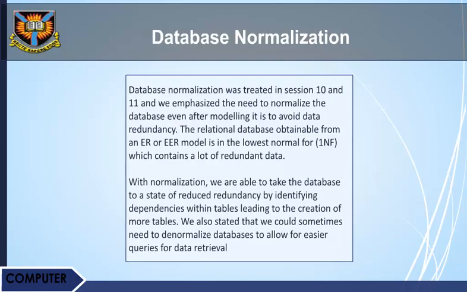Database normalization. Database normalization was treated in sections 10 and 11, and we emphasized the need to normalize the database even after modeling it, to avoid data redundancy. The relational database obtainable from an ER or EER model is in the lowest normal form, 1NF, which contains a lot of redundant data. With normalization, we are able to take the database to a state of reduced redundancy by identifying dependencies within tables, leading to the creation of more tables. We also stated that we could sometimes need to denormalize databases to allow for easier queries for data retrieval.